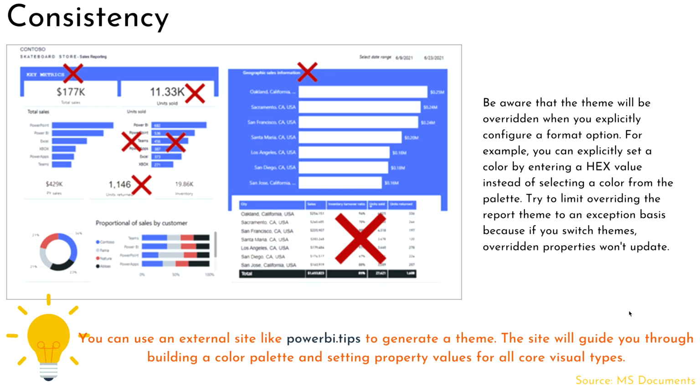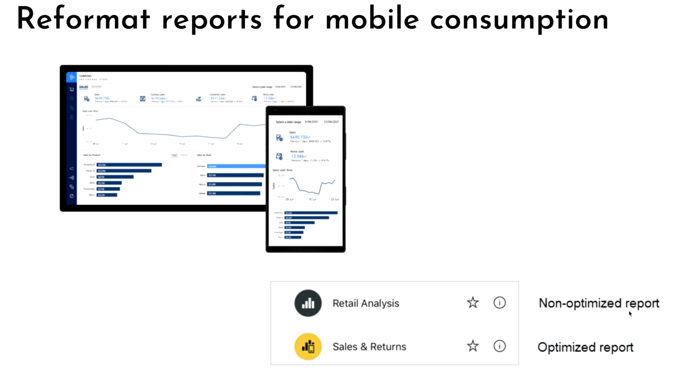Consistency can be in terms of your font size, your visualization, your color schemes, etc. So you have to be consistent in terms of your theme. Be aware that the theme will be overridden when you explicitly configure a format option. You should try to limit overriding the report theme to an exception basis, because if you switch themes, overridden properties won't update.